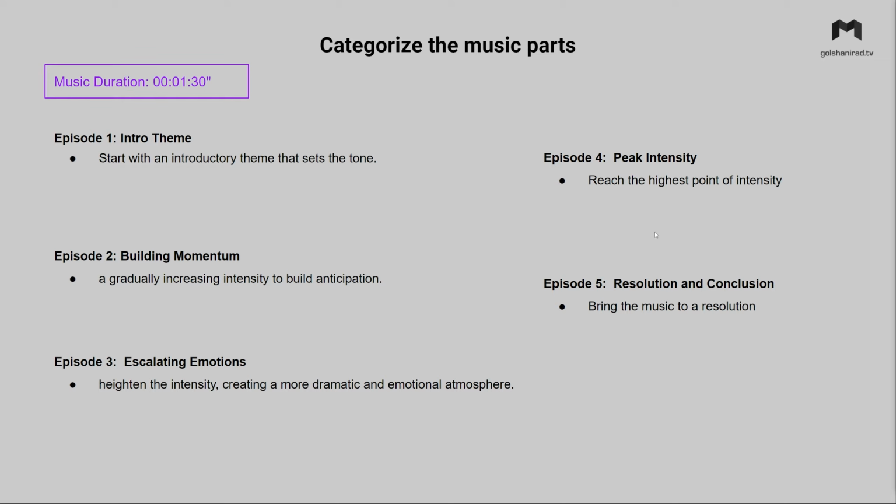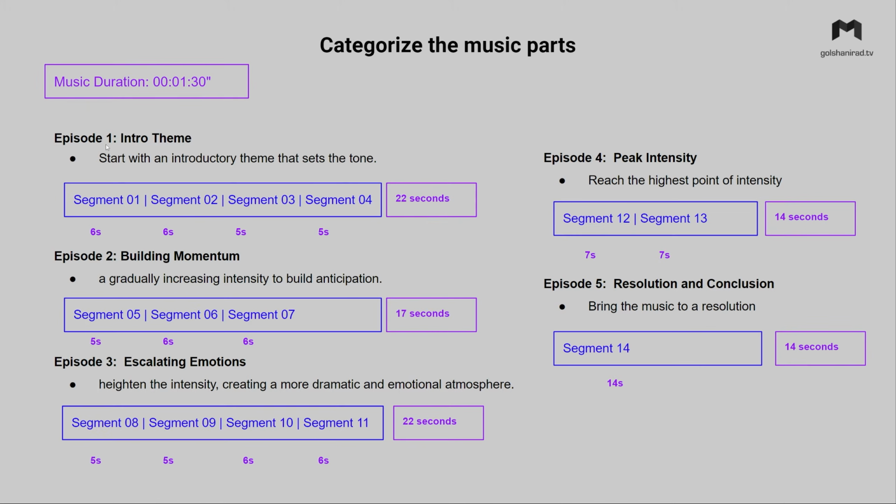So we have now 5 episodes, and now we should break each episode into different segments. And now you can see in episode 1 I have created 4 segments. For episode 2, 3 segments, and here 4, 2 and 1 segments, and each segment has a different time and duration. Here segments 1 and 2 have 6 seconds and here they have 5 seconds. So in total we have 22 seconds. Here 17 seconds, 22, 14 and 14, and they are broken into different segments.